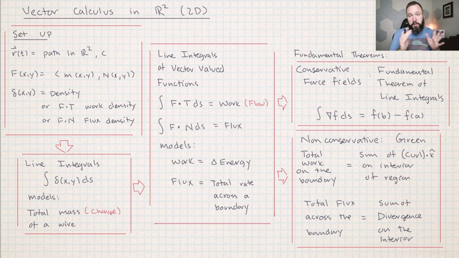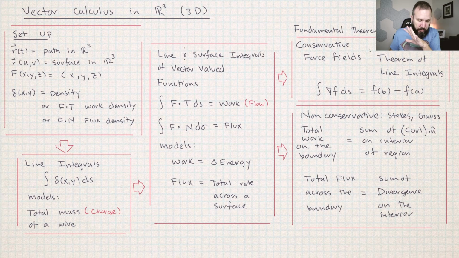And both of them are relationships between what's happening on the boundary and what's happening on the inside. One of the theorems tells you how to get the total work to move a particle around the boundary, and another one tells you, like in this example from Niagara Falls, the total rate at which something is passing across the boundary. So let's jump up to 3D now.